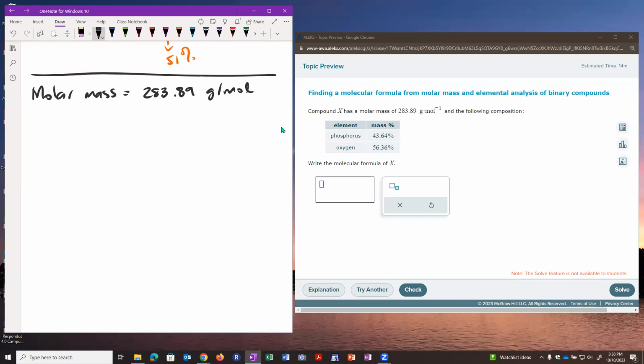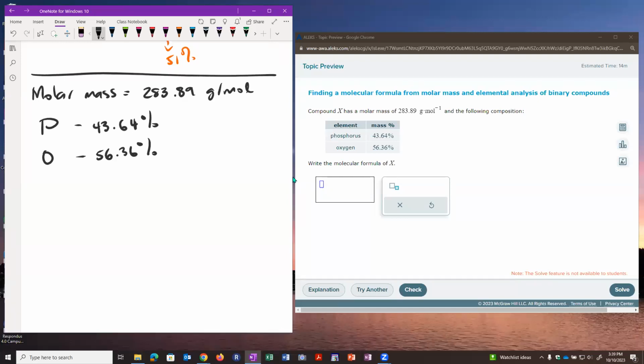Now, we're also given some elemental analysis. We're told that this compound is made up of phosphorus, P, and oxygen. And we're given the mass percent of each of these. 43.64% of this compound is phosphorus by mass, and the remaining 56.36% is oxygen by mass. So how can we use that information to determine the molecular formula?